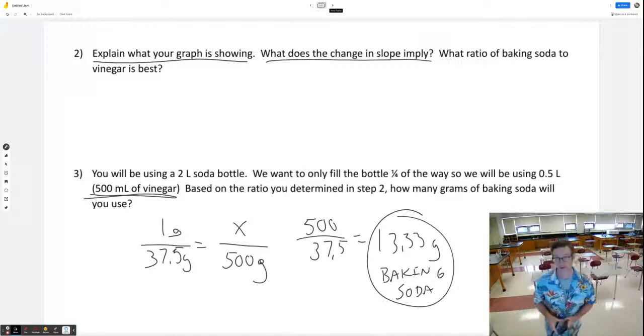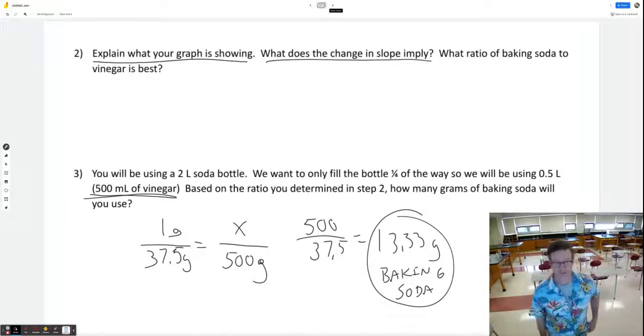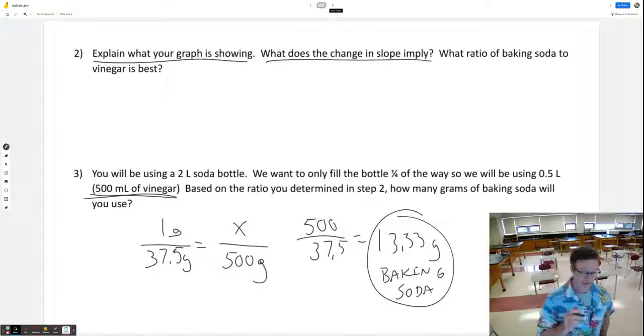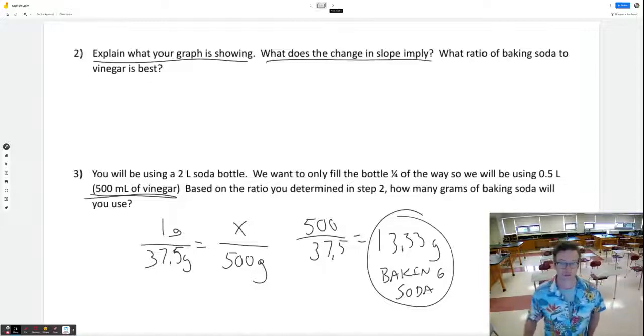Okay, so according to, again, my made up numbers, I promise you this is not the actual ratio that you'll want to use. According to the information that I gave you and the steps that you will take using your own numbers, in our bottle, we're going to put in 500 milliliters of vinegar and 13.33 grams of baking soda, and that will give us the perfect mix of baking soda and vinegar to maximize our gas without adding any extra weight. So that's how you're going to do this.